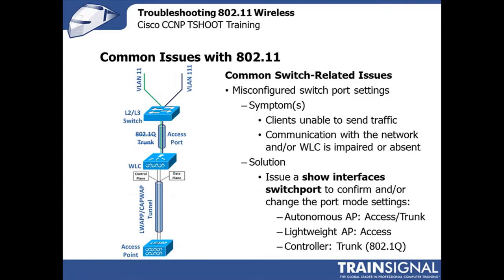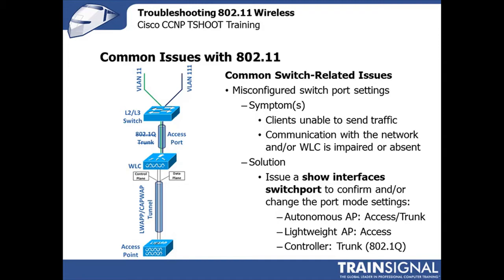More to the point of the topic of this particular lesson, we're going to talk about switch-related and network-related issues. So let's look at a couple of switch-related issues. It could be misconfigured port settings. See the picture to the left? You have an access port to your wireless LAN controller rather than a trunk.